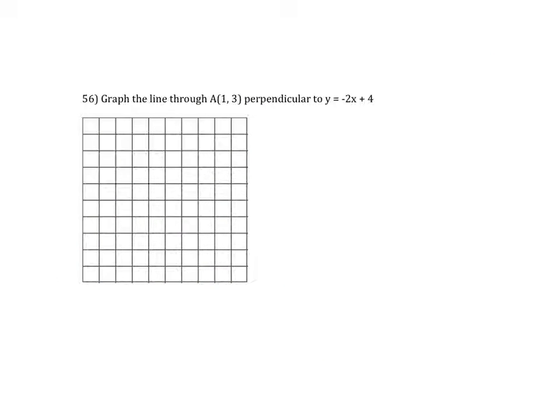Okay, number 56, we're asked to graph the line through the point 1, 3, perpendicular to y equals negative 2x plus 4. The slope of this line is negative 2. The slope of our new line would have to be the negative reciprocal of this. So the slope of the new line is positive 1/2. And here's how I get that. If you take a slope of negative 2, as a fraction, the reciprocal of 2 over 1 would be 1 over 2.